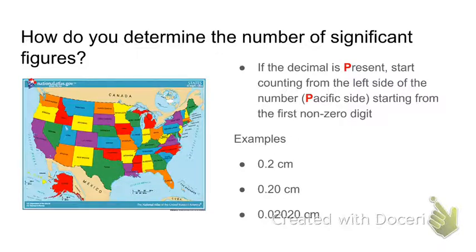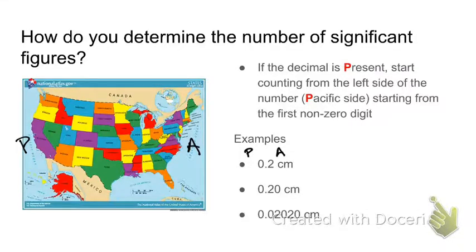Each number has a Pacific and Atlantic side. What I mean by that is, if you think of a map of the U.S., you have the Pacific Ocean and you have the Atlantic Ocean. And so each number, if we take this example, has a Pacific and Atlantic side.